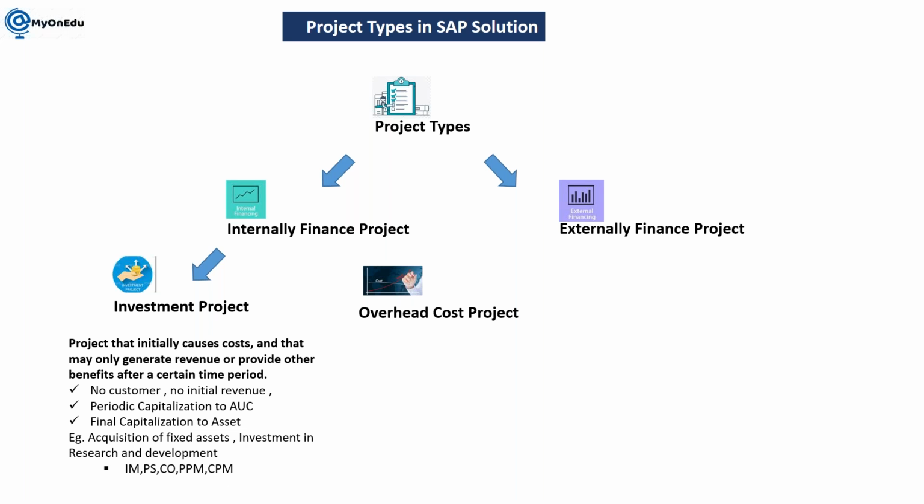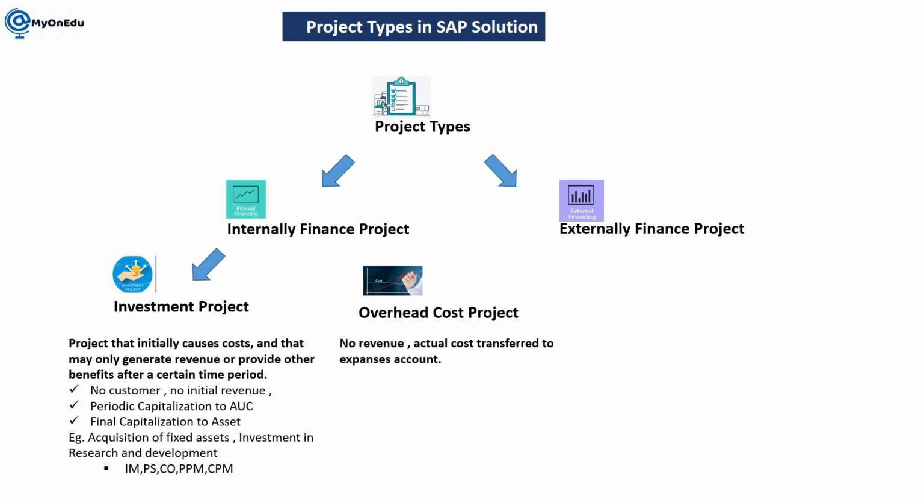So when you are going to map the scenario of investment project in SAP, through investment management, through project system, through CO, that is controlling, PPM is portfolio project management, and CPM is commercial project management, you can map this kind of scenario. These are the examples of some of the modules available in SAP. Okay, so here I have just included this to know exactly where we need to map our scenario in SAP.